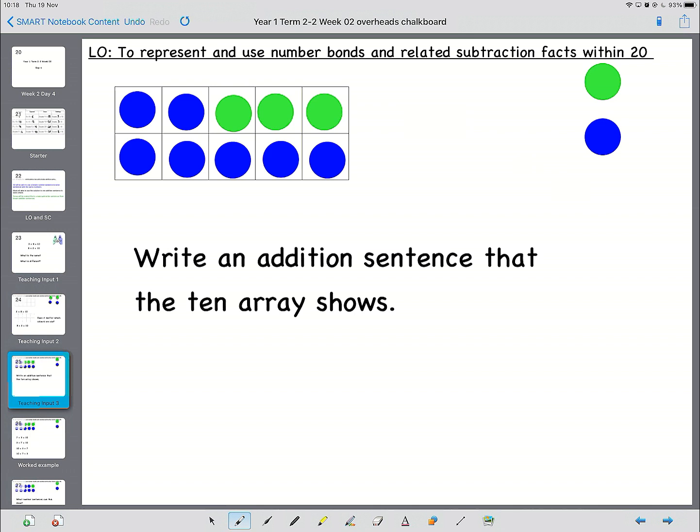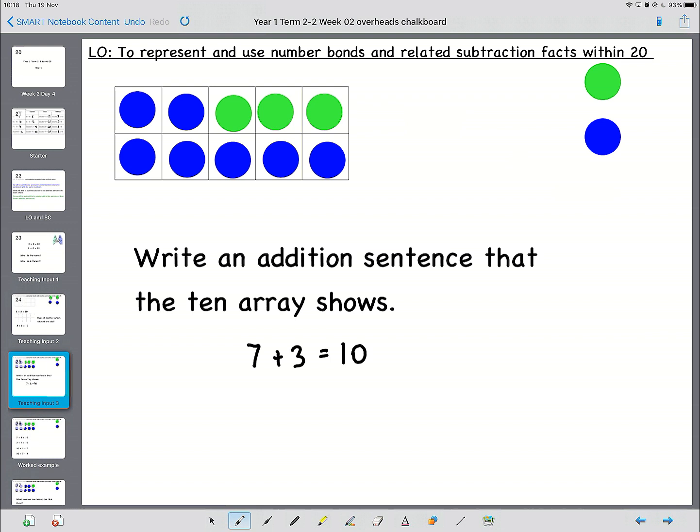Okay, hopefully, and if you haven't quite got started, just use this as a starter and then pause it again. The first one is 7 blue plus 3 green, like we practiced yesterday, equals 10. So if you want to have a go from there, there are a total of 4, which may surprise you.